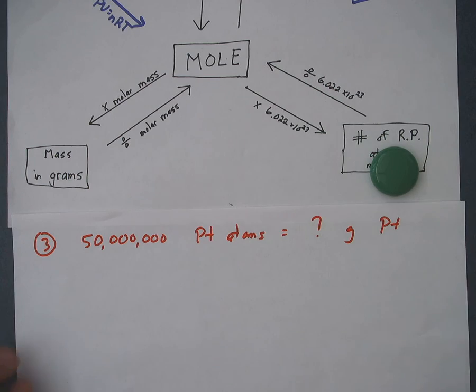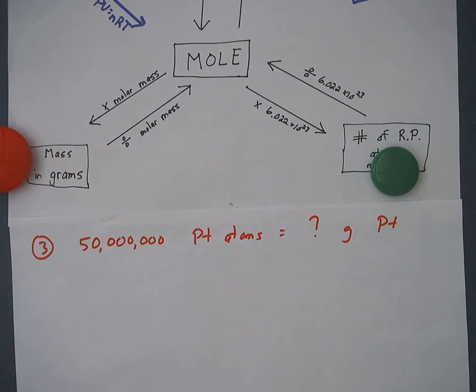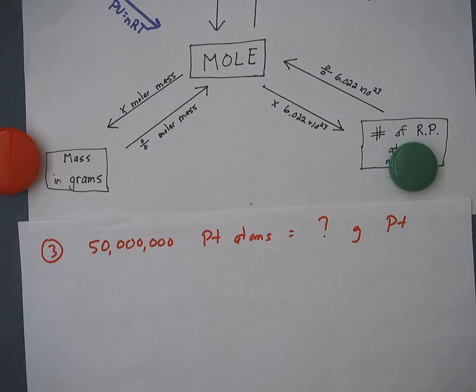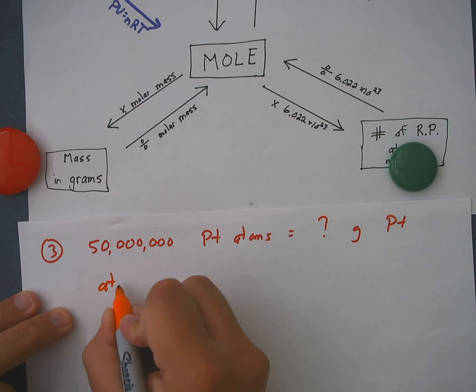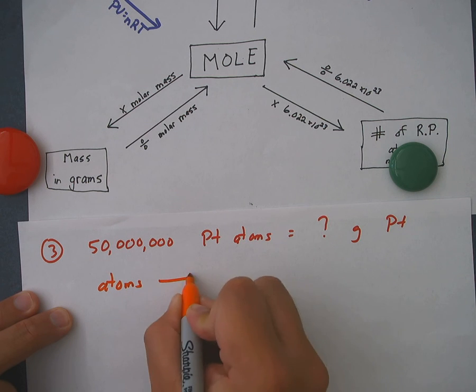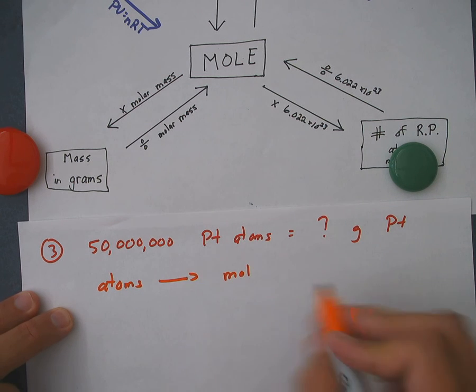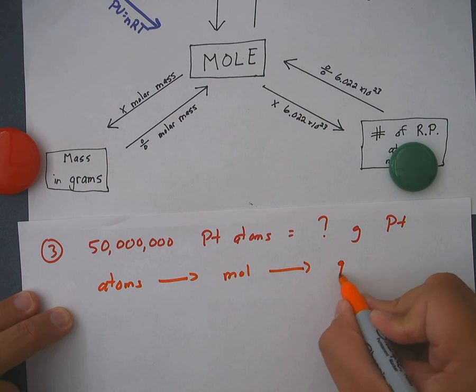And they ask for grams, which is a mass, which is over here. So my two-step approach for this question, well, let's see, I'll do that orange. We're going to take atoms and turn that into moles. Then we'll take the moles and turn that into grams.